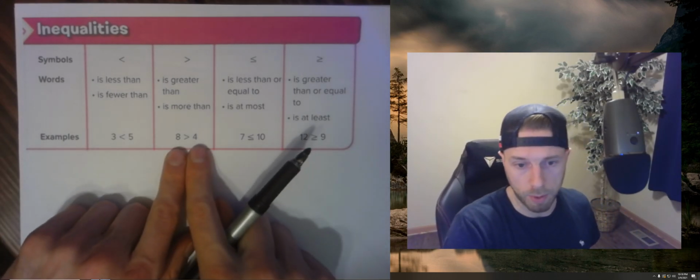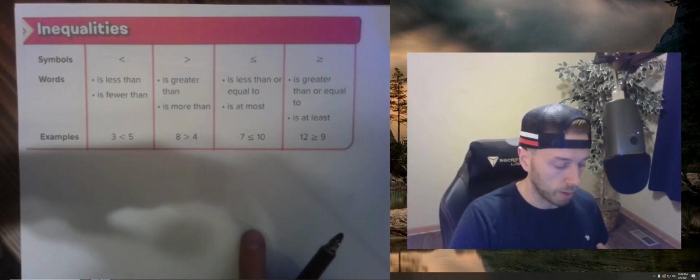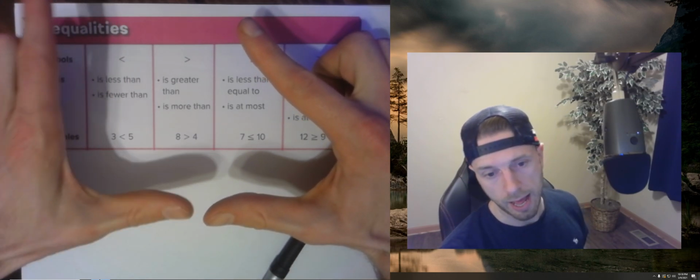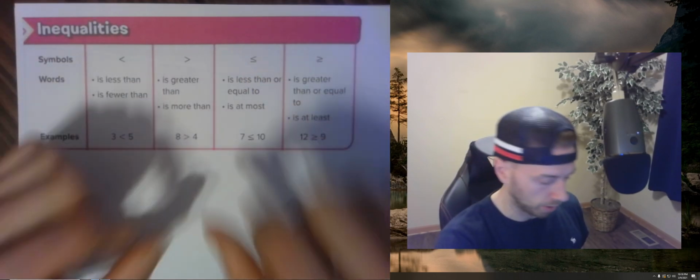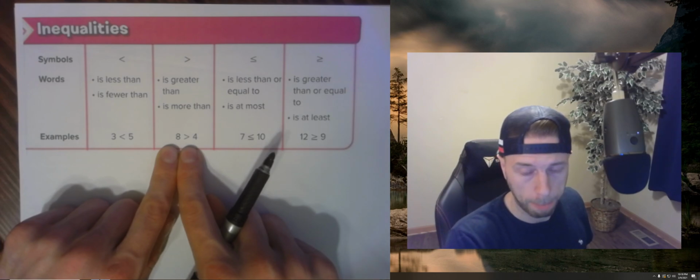And then you look at the statement right here. When the sign faces this way, it's greater than. The best way I can help you remember this is if you hold your hands out like this. The one that makes an L, like a cockeyed L, that means less than, and the other one's greater than. So this statement right here says 8 is greater than 4.